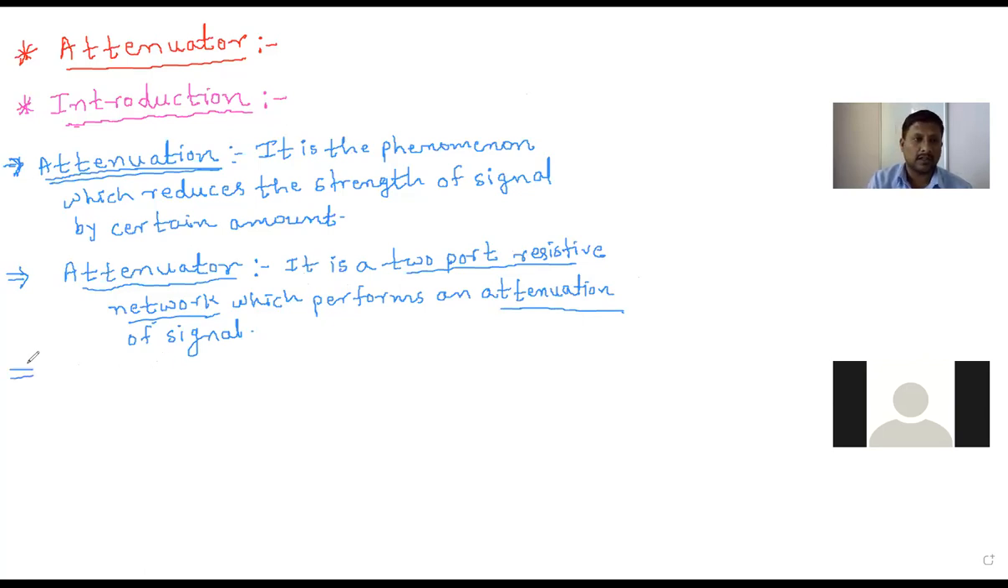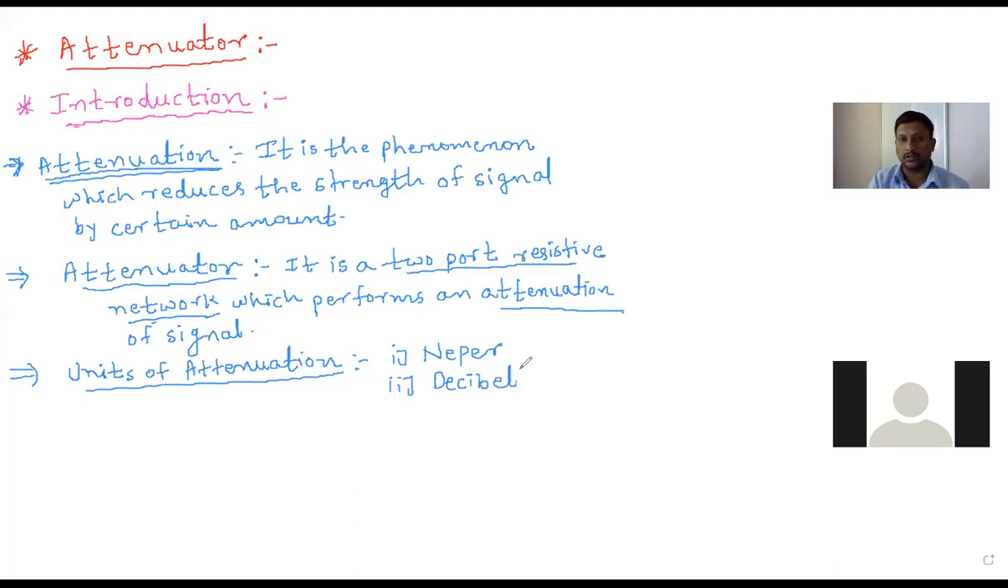Now next, what are the units of attenuation? There are two units of attenuation. I already told in the index part. What are the two units? First one is Neper and second one is decibel. Neper is denoted by capital N, decibel is D, किंवा dB. Okay, so D or dB they are going to use it.